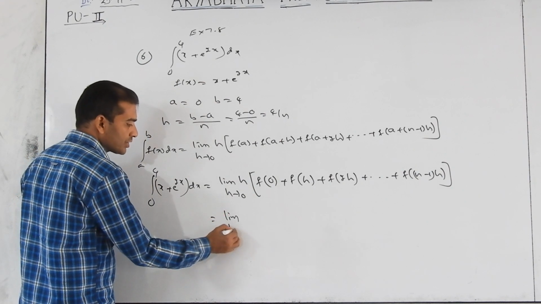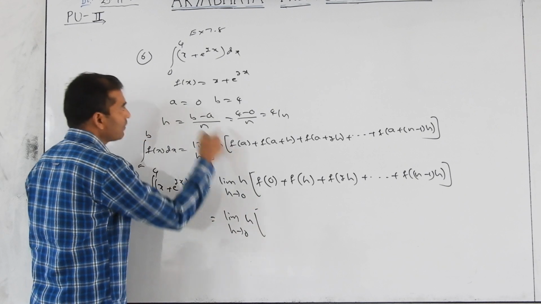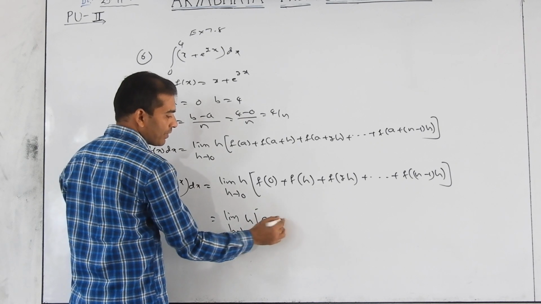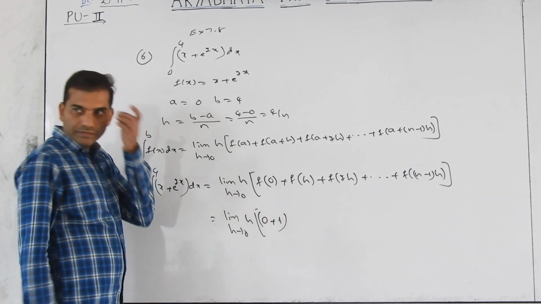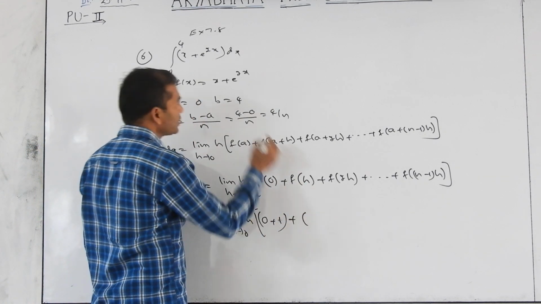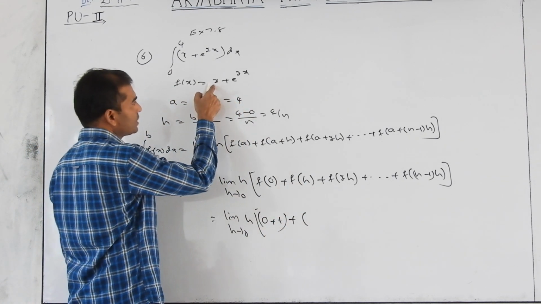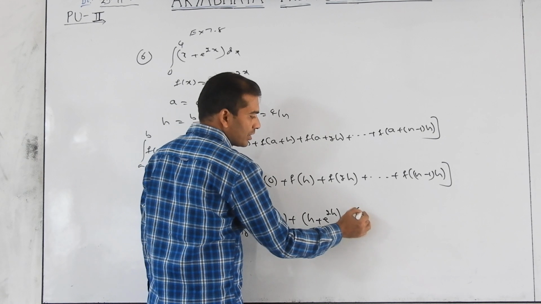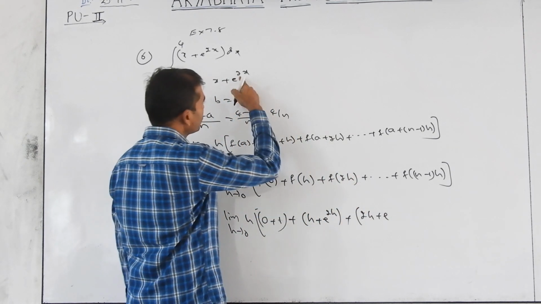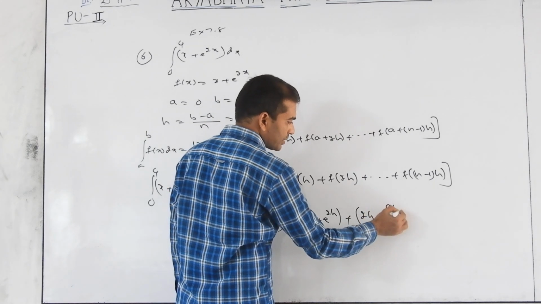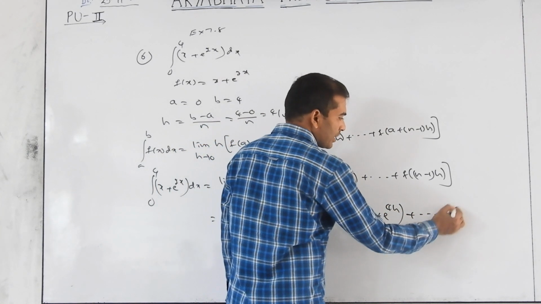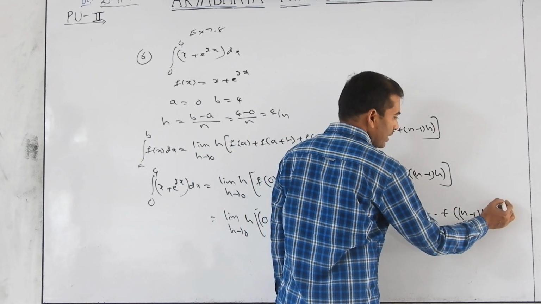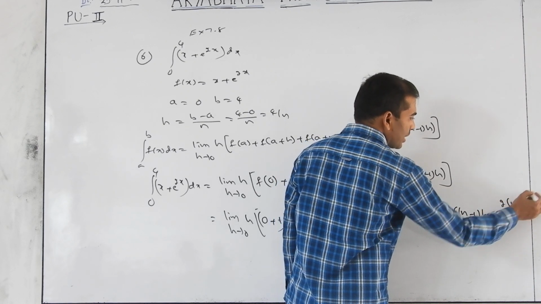Limit as h tends to 0 of h into [f of 0, where x is equal to 0: 0 plus e power 0, which means 1, plus f of h, where x is equal to h: h plus e power 2h. Next, 2h plus e power 2 into 2h, that is e power 4h, and so on, up to f of (n minus 1)h: (n minus 1) into h plus e power 2 into (n minus 1) into h].